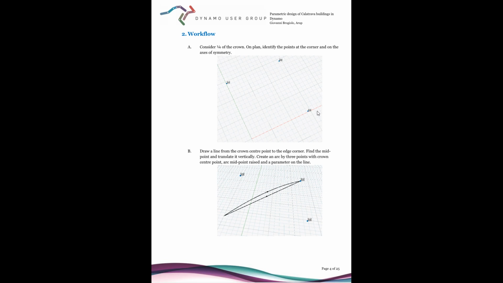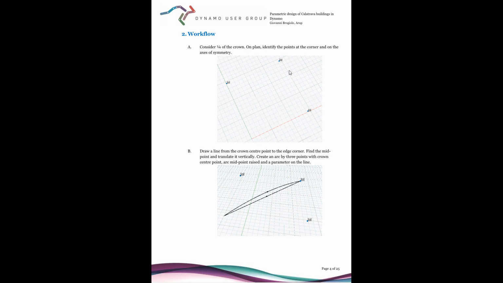Because the geometry is symmetrical, once we have created the shape that belongs to a quarter of the canopy, we can use mirror or rotate nodes to generate the full extent of the geometry. In doing this, it will ideally simplify the script.